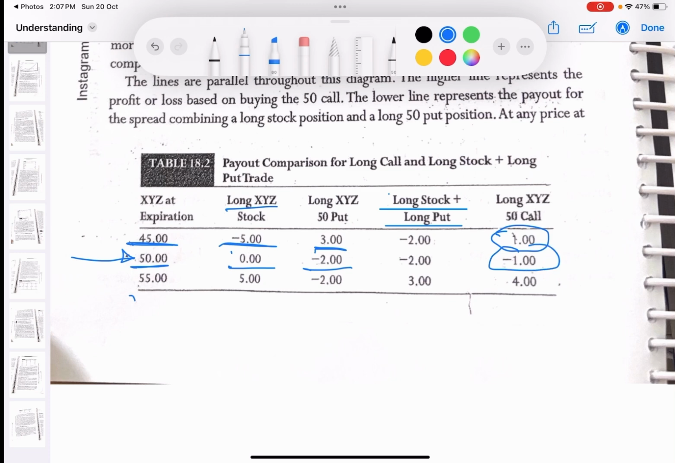Now, let's see the price increased and the price of the stock is 55 at expiry. Then the stock which you had purchased is giving you $5 profit. The put which you have purchased is giving you a -2 because the put option is worthless now, since the price has increased. Then you make a profit of 4. Do you get that? Are you able to understand what I'm trying to say? Think about it. Just pause and just see this.